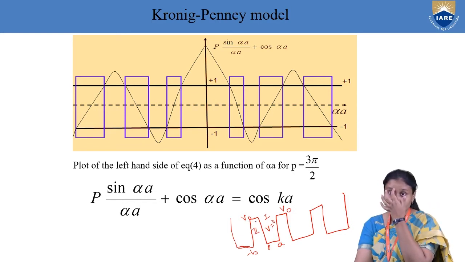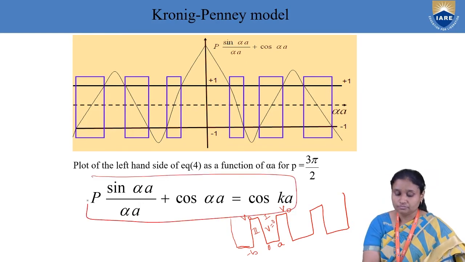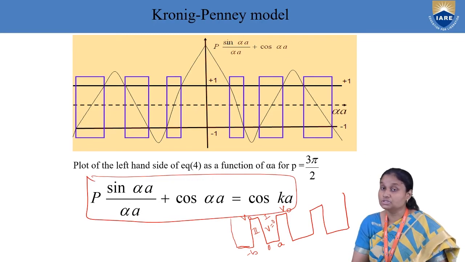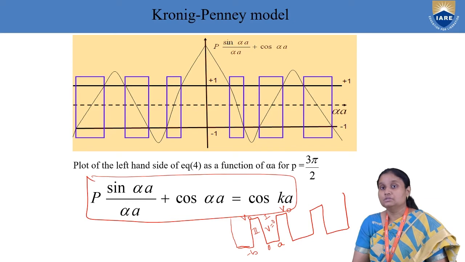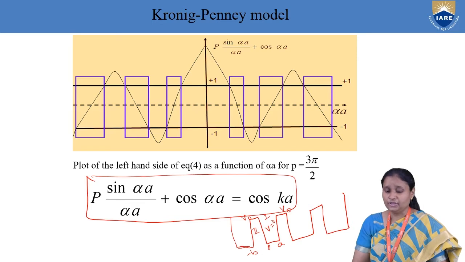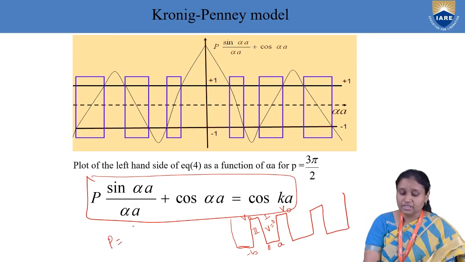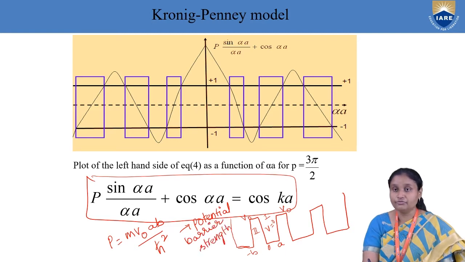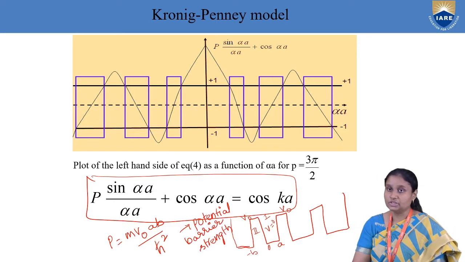Then for the motion of the electron in such a periodic potential, we took Schrodinger's wave equation and applied the solution taking into consideration Bloch's theorem. So we end up with this very important equation. And what is our P? P is given as mV0ab by h cross square, and this is called the potential barrier strength. Very important point. Now we are going to see how this potential barrier strength makes an electron free or bound.